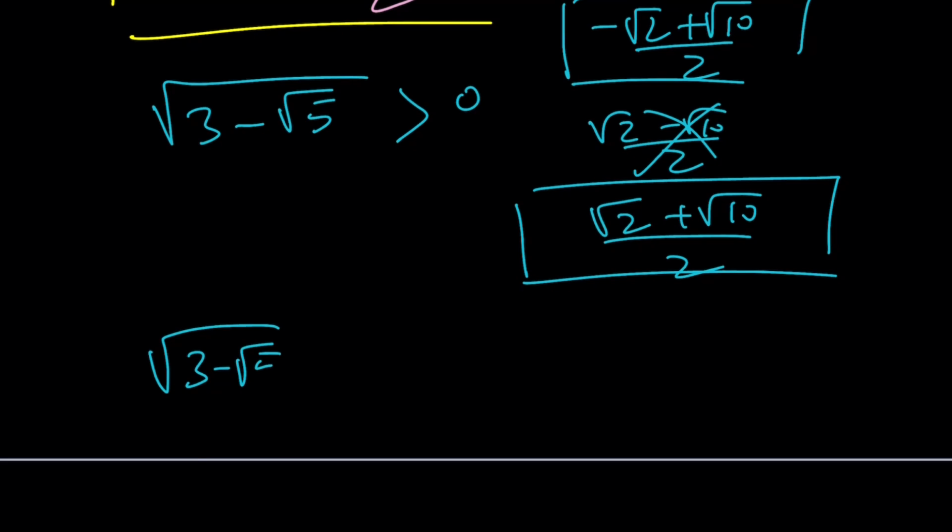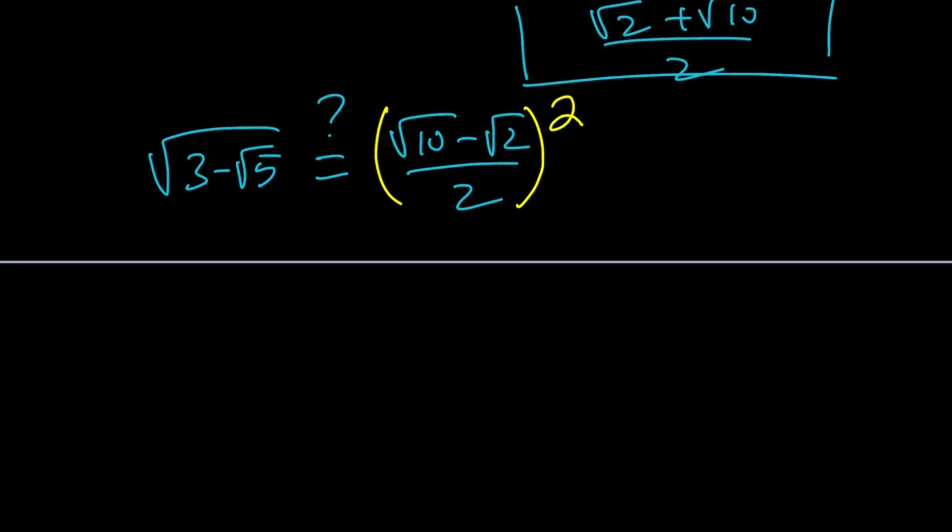Is the square root of 3 minus root 5 equal to this number? How can you check that? Both sides are positive, so let's go ahead and square both sides. Or just square this and let's see what happens. Something interesting is going to happen.